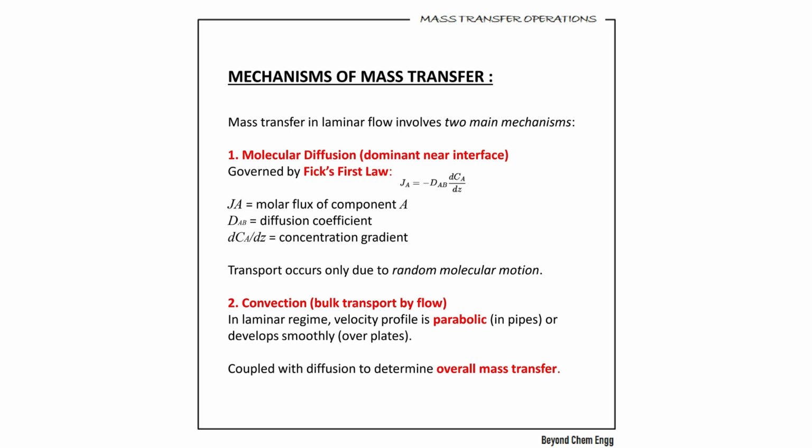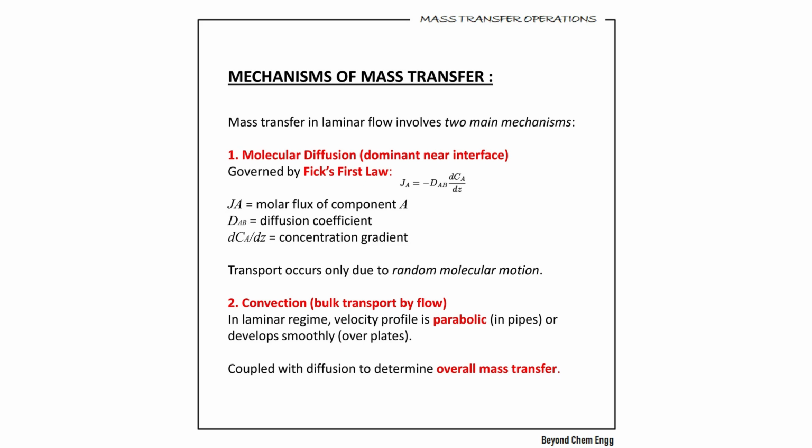Mechanisms of mass transfer. Mass transfer in laminar flow involves two main mechanisms. The first one is molecular diffusion, which is dominant near the interface. It is governed by Fick's first law, which is given by JA equals minus DAB multiplied by dCA by dZ, where JA means molar flux of component A, DAB means diffusion coefficient, and dCA by dZ means the concentration gradient. Transport occurs only due to random molecular motion.